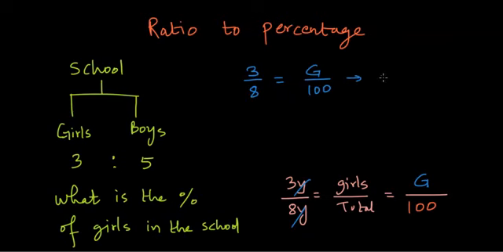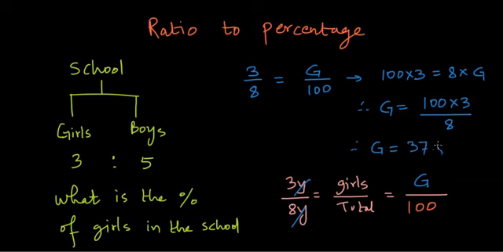And to find g, we can cross multiply. So 100 times 3 is equal to 8 times g. Therefore, g is equal to 100 times 3 divided by 8. And therefore, g becomes 37.5%. And this is how we found the percentage of girls when the ratio of girls to boys was given to us. Let's solve another problem.